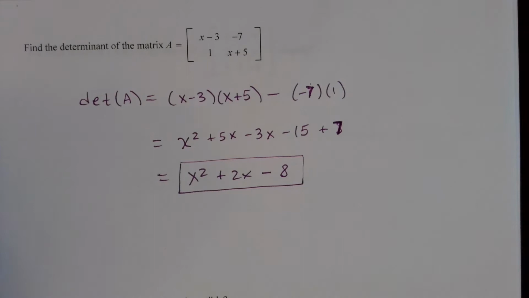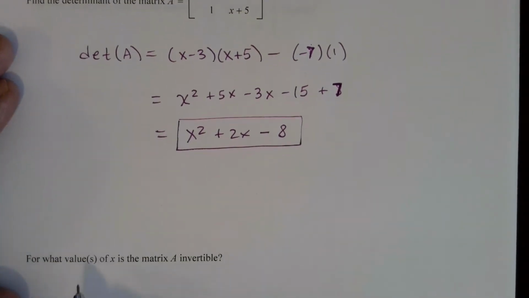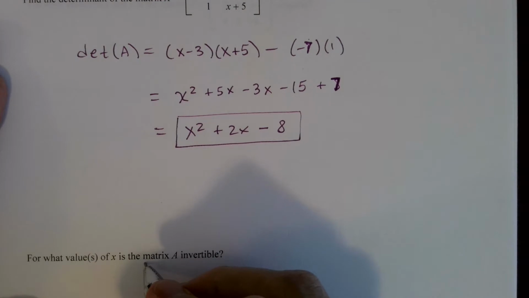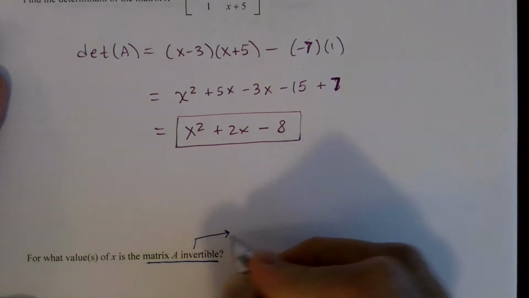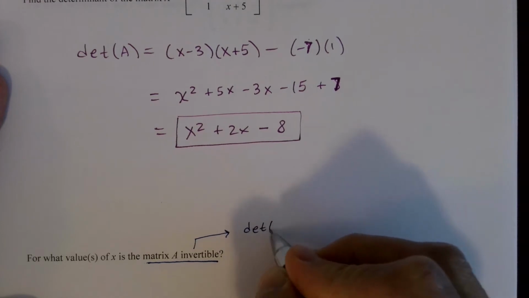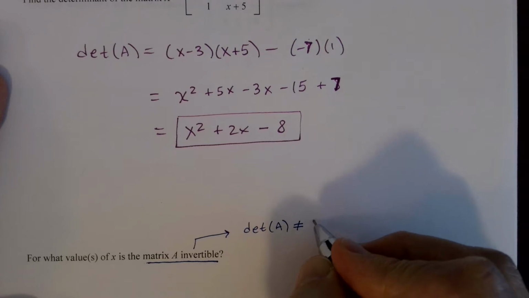Okay, that's pretty easy. Now what I want to ask about is for what values of x is this matrix invertible? So this matrix will be invertible if what? What did we just learn? It's going to be invertible if the determinant of A is not 0.